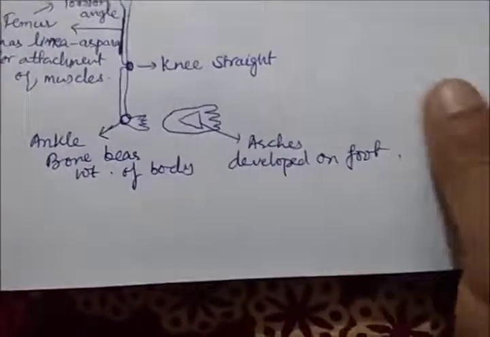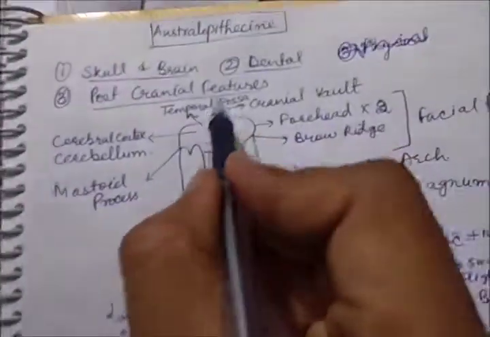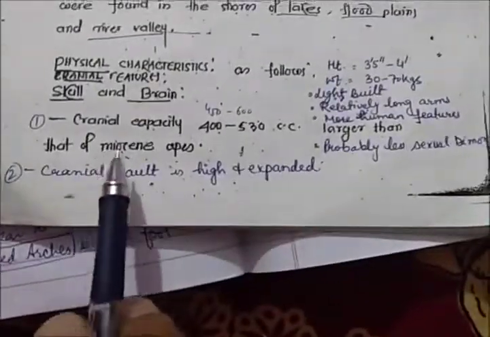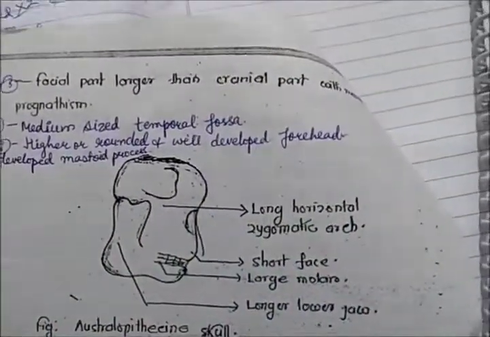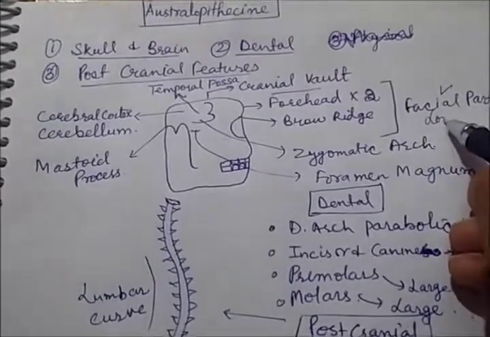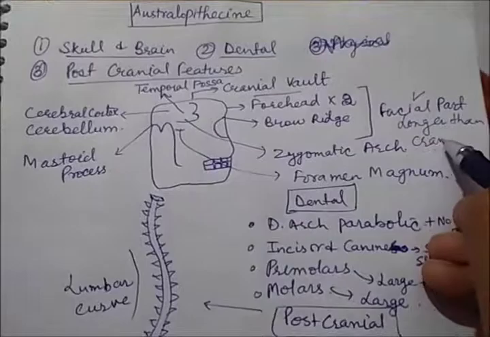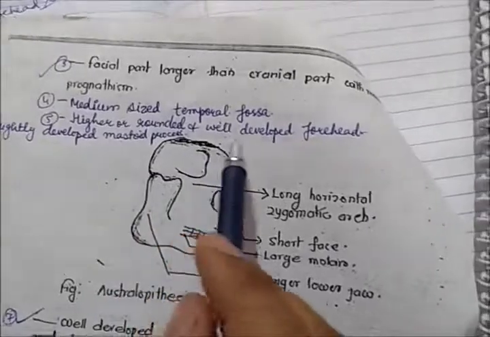So I have explained all the three features, so that's it. And if you want to see the notes so that you have a better idea, let's check out what's there in the notes. They have some other features like height and weight, which I have mentioned in these notes. Cranial vault is high and expanded. Facial part is longer than cranial part with slight prognathism. So all these features I have already told you, and just a recap of these cranial features. They have medium sized temporal fossa, higher or rounded and well developed forehead.